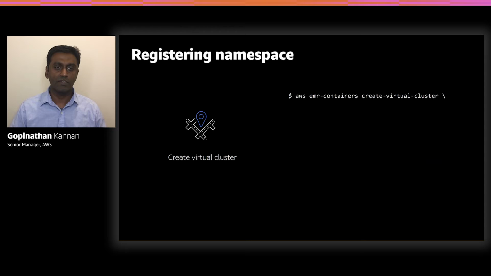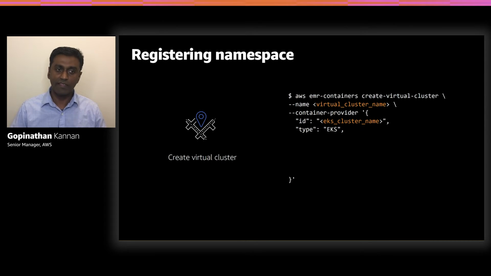Now, creating a virtual cluster is easy. You give it a friendly name, you specify the EKS cluster name in the account, and specify the namespace that is being provisioned for EMR to use.